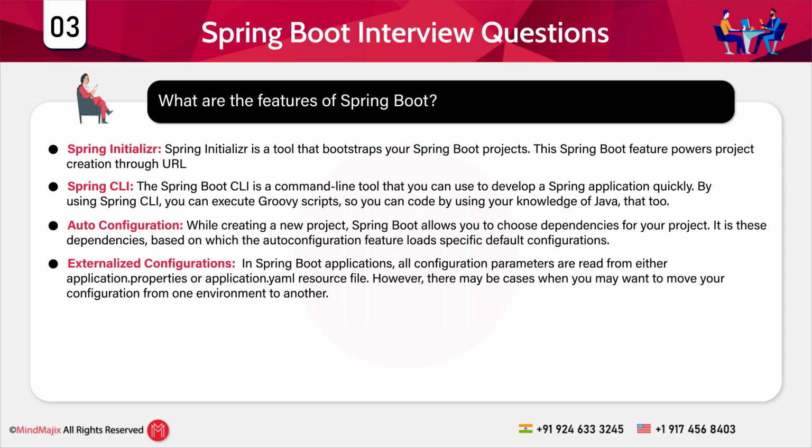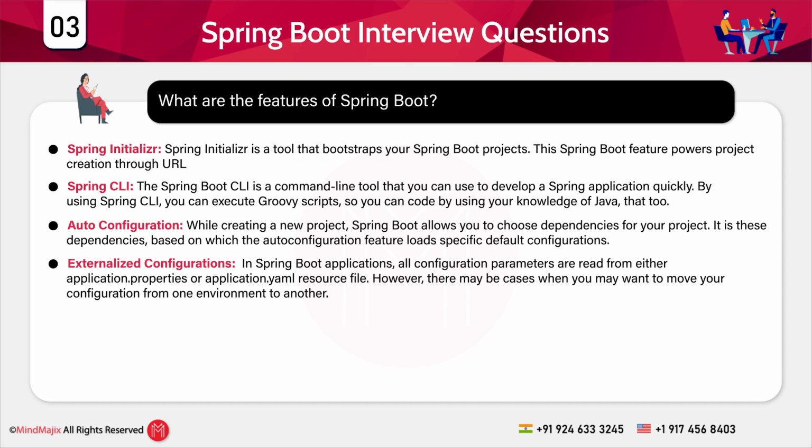While creating a new project, Spring Boot allows you to choose dependencies for your project. Based on these dependencies, the auto configuration feature loads specific default configuration. I mean to say, for example, if you want to communicate with a MySQL database, you are going to use the JPA dependency. At that moment, when you are working with JPA, the related Hibernate dependencies will come automatically. We just need to focus on only one dependency, and along with that dependency, the remaining supported dependencies will come automatically. That is the meaning of that.